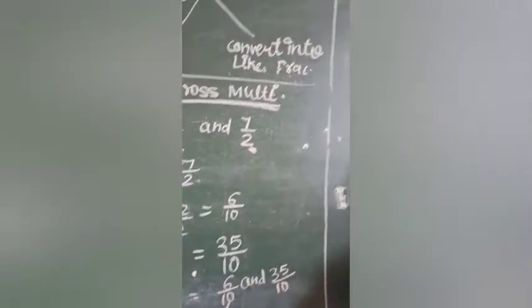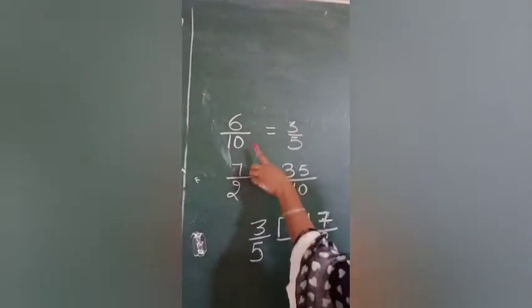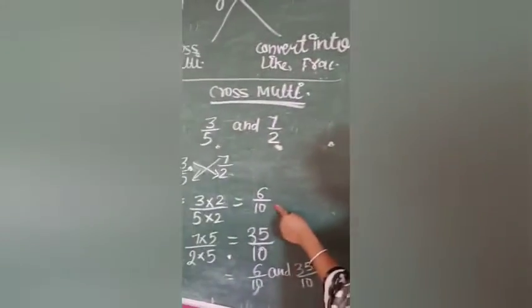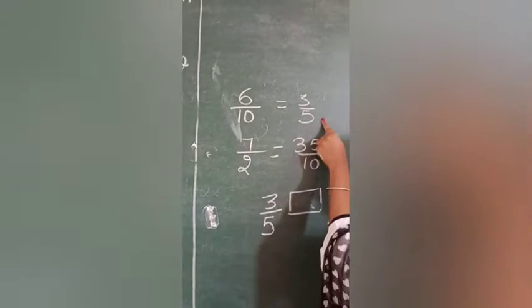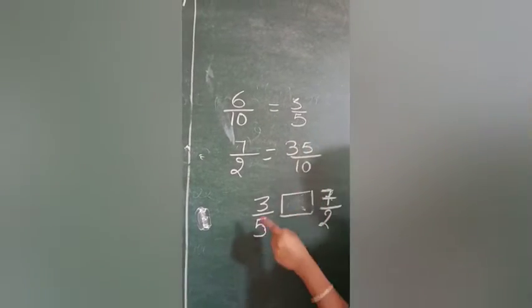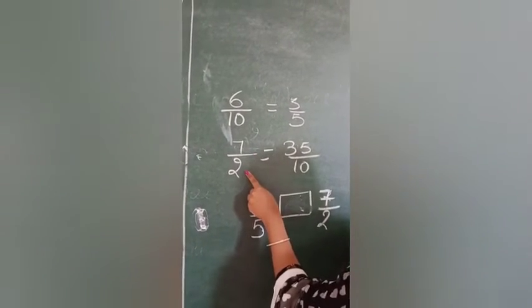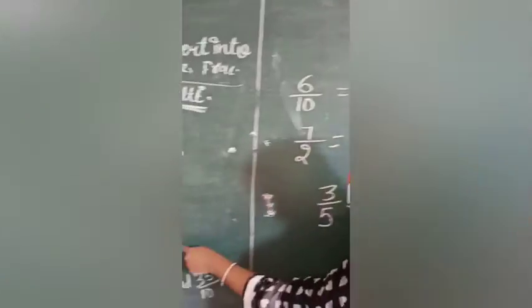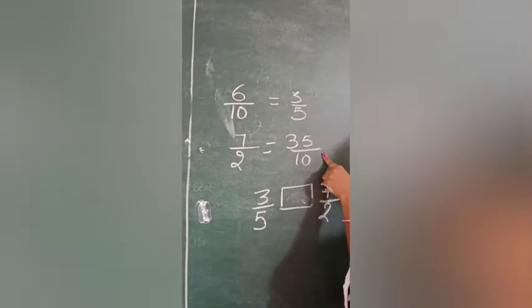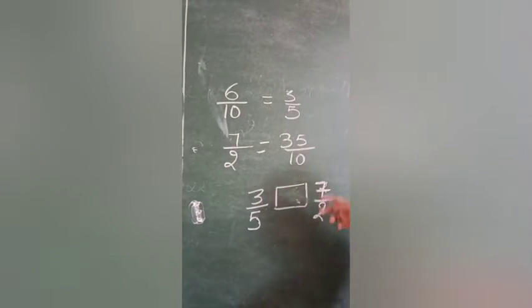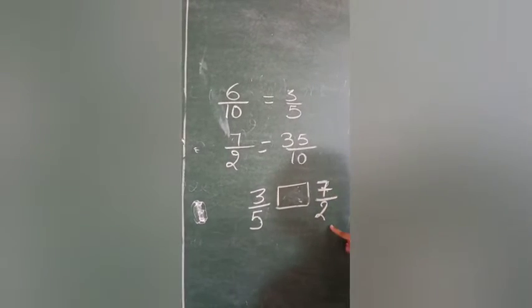So you see 6 by 10 is equal to what we found for 3 by 5. It means 6 by 10 is equal to the one we found for 3 by 5. Then for 7 by 2, what did we find? 35 by 10. So we write here 35 by 10. Now you have to compare 3 by 5 and 7 by 2.